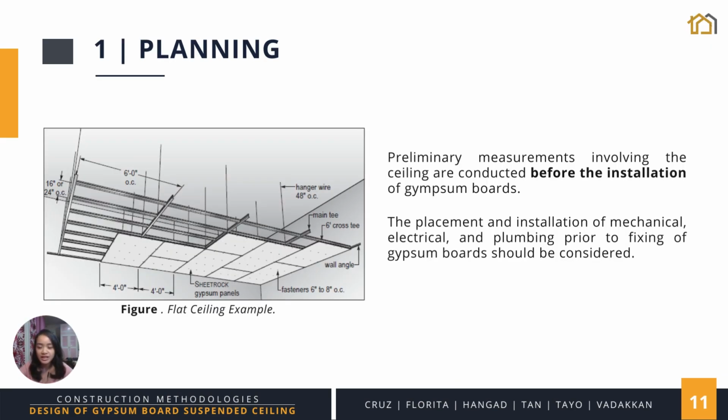Like in any project, the first step in installing a suspended ceiling is planning. So before anything else, preliminary measurements should be conducted, including the exact dimensions of the room where the ceiling will be installed. At this stage, we also have to consider where the mechanical, electrical, and plumbing systems will be located.